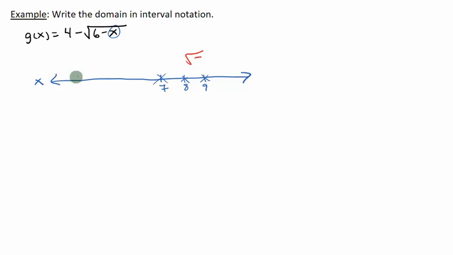So let's look at the other side. What about like negative 10? 6 minus negative 10 equals 6 plus 10, which is 16. I can take the square root of 16. So negative 10 will be shaded on my number line in the final answer. And by the way, I'm just looking at specific numbers here to get a feel for what can x be.